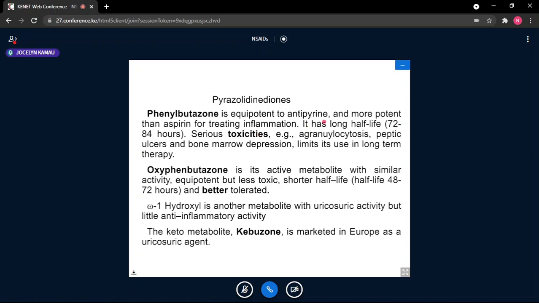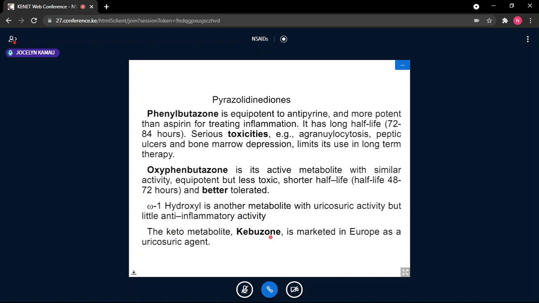So you find that this drug will only be given as a last resort, when there are no other drugs. You have tried all the drugs on a patient and none is working, and therefore you do not have any alternative, and that's the only time you can use it. Its metabolite, oxyphenbutazone, is also active, similar. It is less toxic, and it also has a shorter half-life. It's better tolerated. The omega-1 hydroxyl is another metabolite, with uricosuric activity, but lacking anti-inflammatory activity.